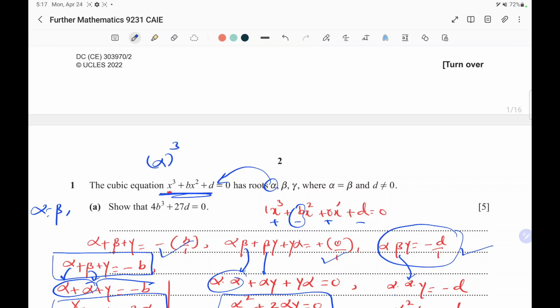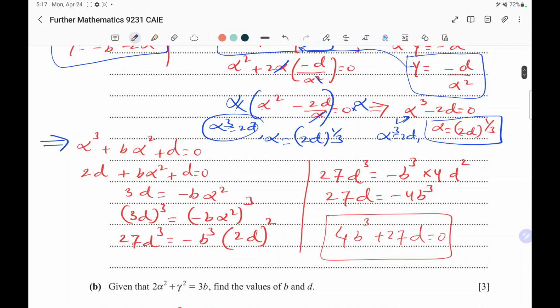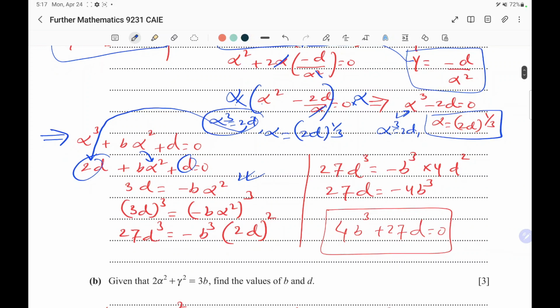So this will be alpha cube plus b alpha square plus d equals 0. So the same thing I have written over here. Now alpha cube, already we have 2d, so I just substituted 2d. Now b alpha square plus d, I did not substitute alpha over here, I will substitute later. So now 2d plus d, that's 3d, equals minus b alpha square. Then I did cube both sides. So this is 3d whole cube and minus b alpha square whole cube.